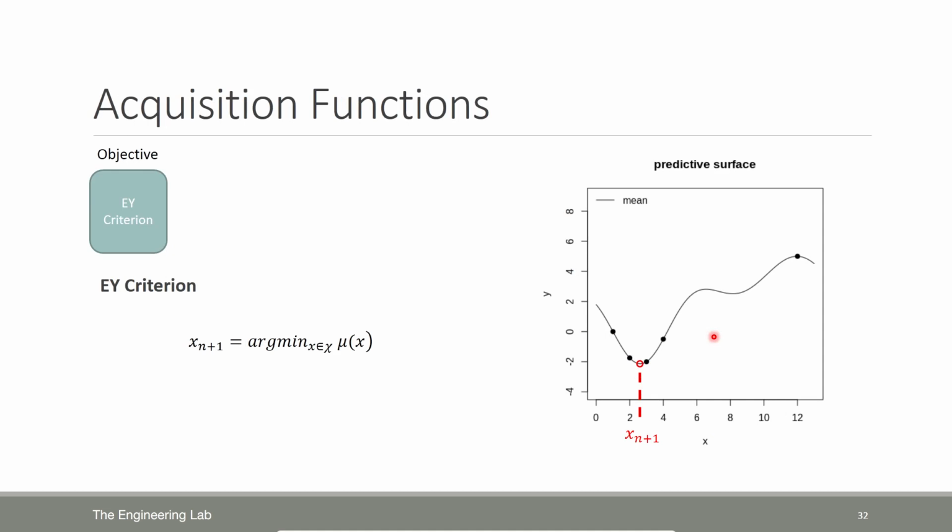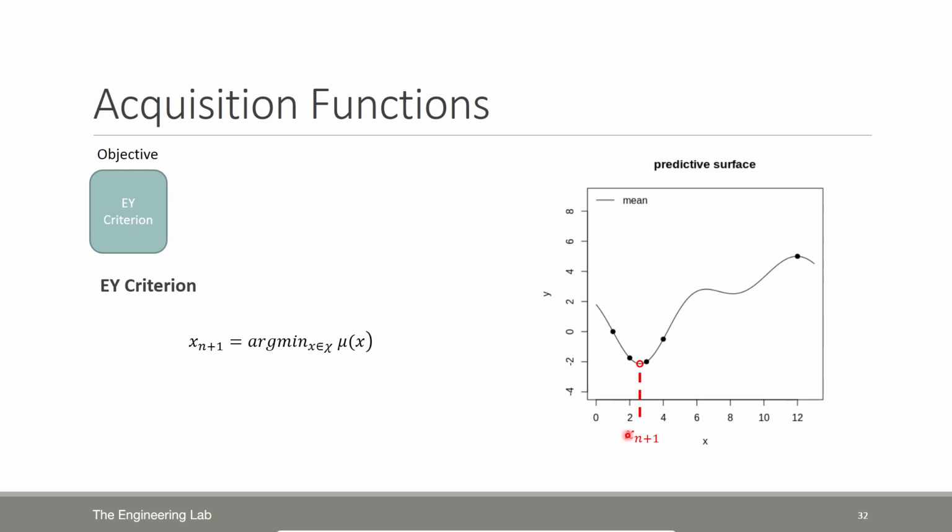So the first one is the EY criterion. This is basically the surrogate model, the mean function. So here as an example, let's suppose that you have 1, 2, 3, 4, 5 training points. You perform Gaussian process regression. Now you have the mean function here. This is your predictive function. Now, with the EY criterion, basically we find the minimum here. If our problem was to find the minimum, we take the minimum of the mean function. Here we'll refer to this point as xn plus 1. This is our candidate point to evaluate next.